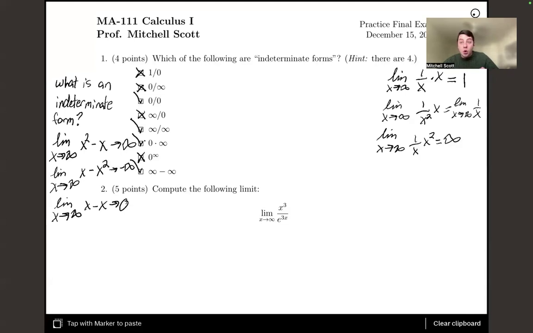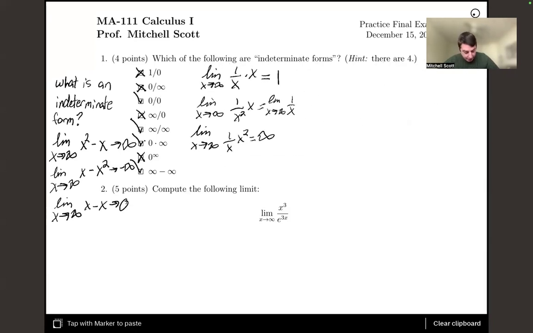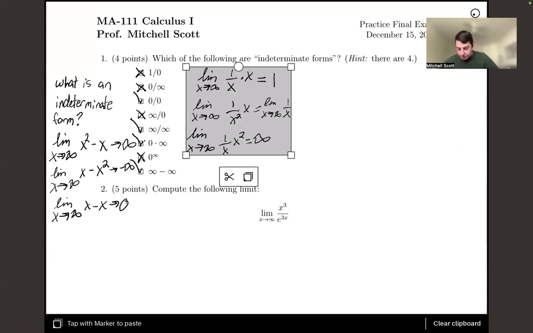And as well as the recording, these notes are going to be posted, right? So don't worry if I'm erasing something and you wanted to see it, because they're going to be posted.